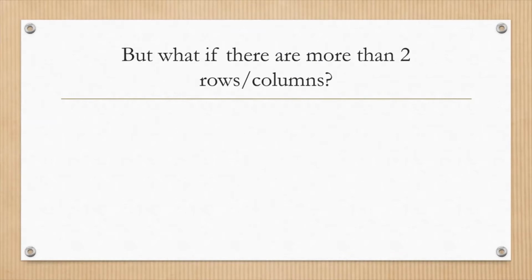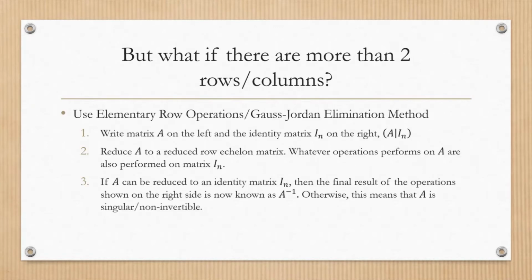But what if we have a matrix that has more than 2 rows and 2 columns? For this, we are going to use what we call the elementary row operations, also mostly known as the Gauss-Jordan elimination method. The first step is to write matrix A on the left and the identity matrix I on the right.